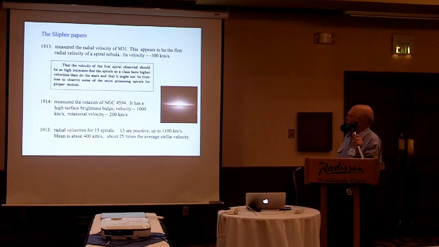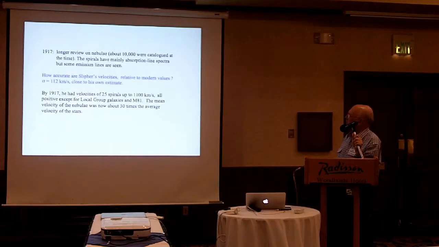In 1915, he had velocities of 15 spirals. 13 of them were positive, up to 1100 kilometers a second. The mean was about 400 kilometers a second. And this is the important point that Slipher very much realized immediately: this is about 25 times higher than the average stellar velocity.